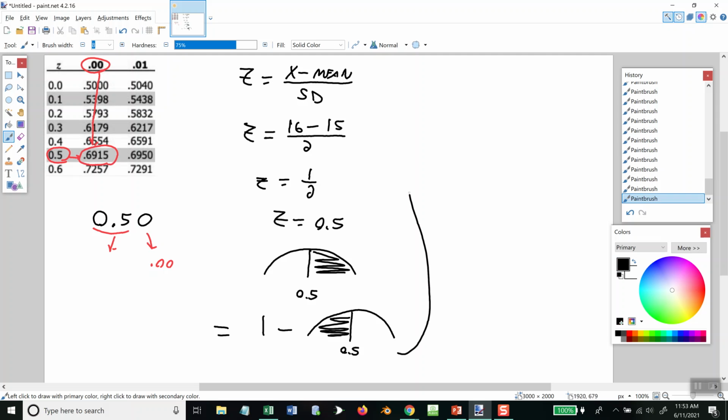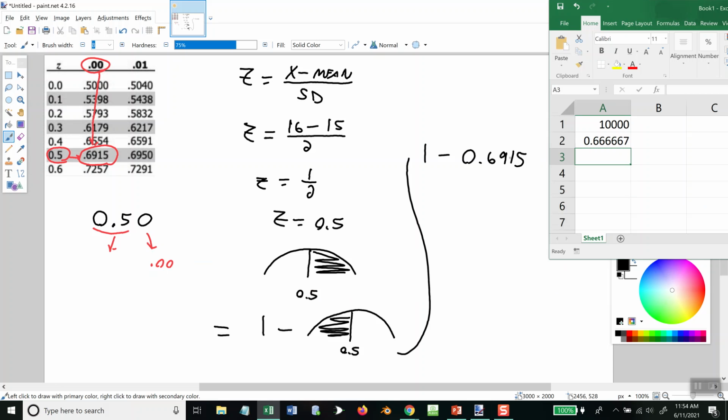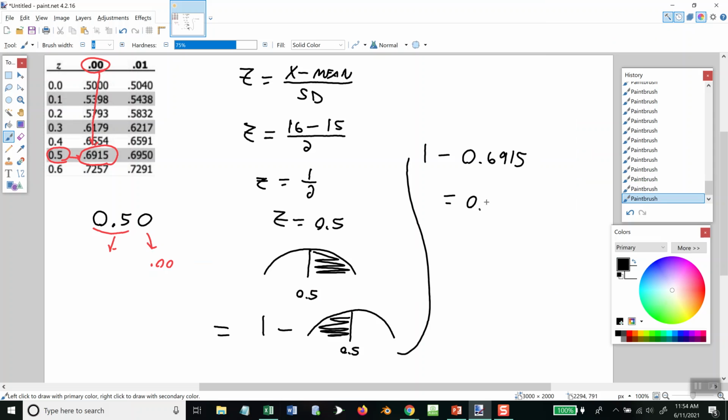So I'm going to have 1 minus 0.6915. And I'm not very good with decimals. 1 minus 0.6915 gives us 0.3085. If you're putting that in percent form, you'd move your decimal point 2 places to the right and then round as appropriate. Always round at the end.